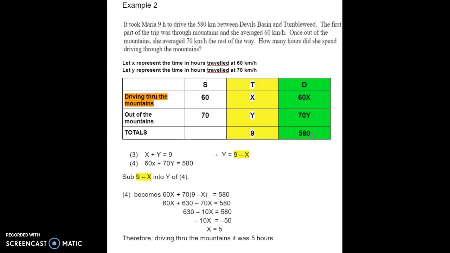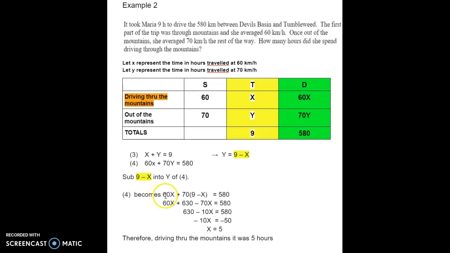Therefore, you have two equations and two unknowns. Equation 1 is x plus y equals 9, the time spent driving. 60x plus 70y equals 580 is the distance traveled. So now we can choose substitution as our method of solving. We want to isolate for y because that will give us a component of 9 minus x. We can insert that into the variable y of the second equation, and that way we'll have one equation, one variable, and one solution.